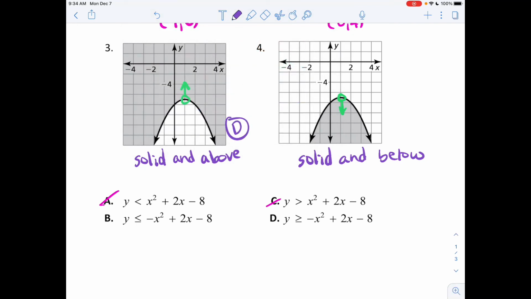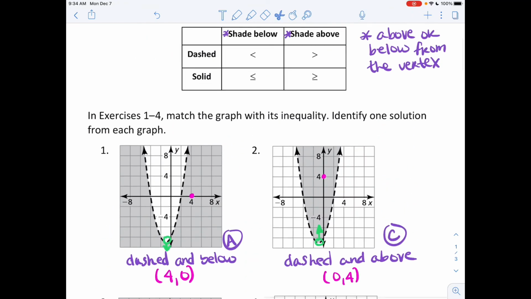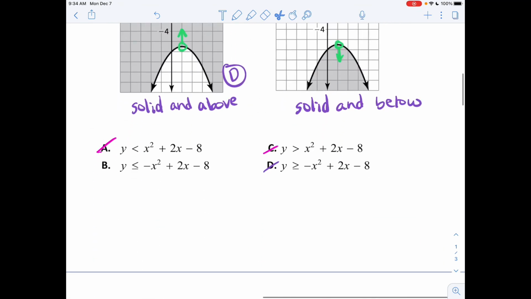And finally, by process of elimination, B must be the answer for number 4, but let's just confirm it with our table. We're looking for solid and below. Solid and below is a less than or equal to symbol, and so I can see that that is indeed the B.